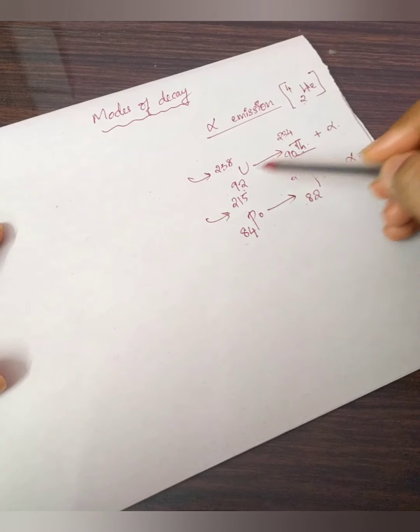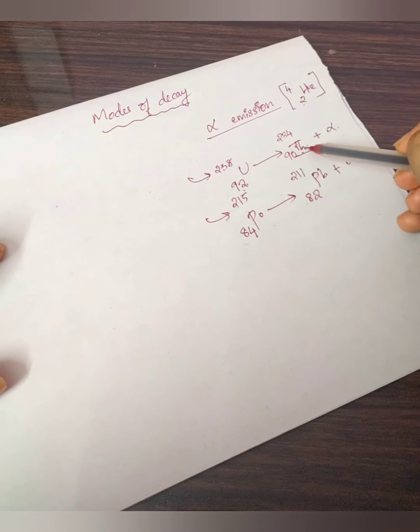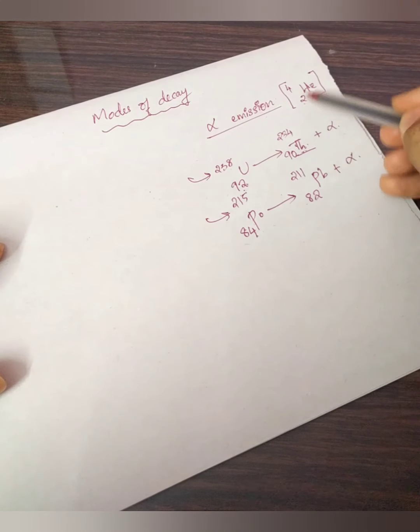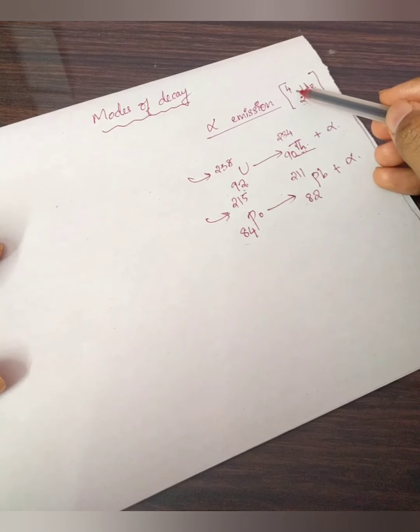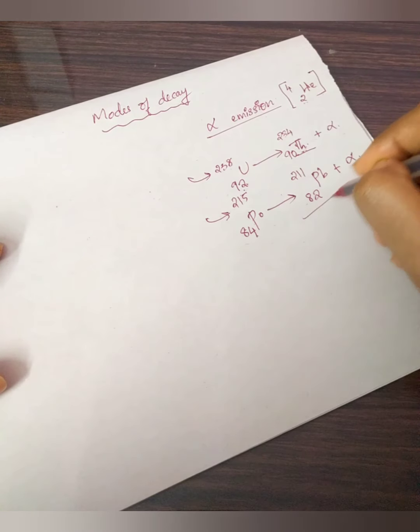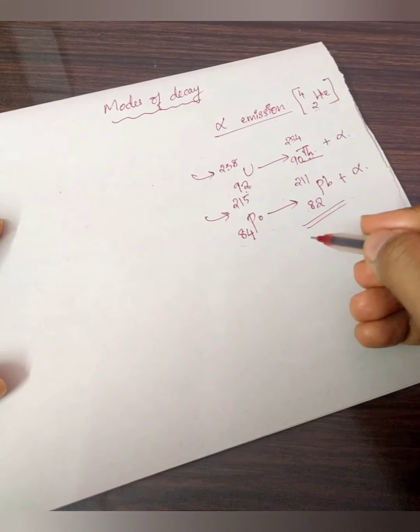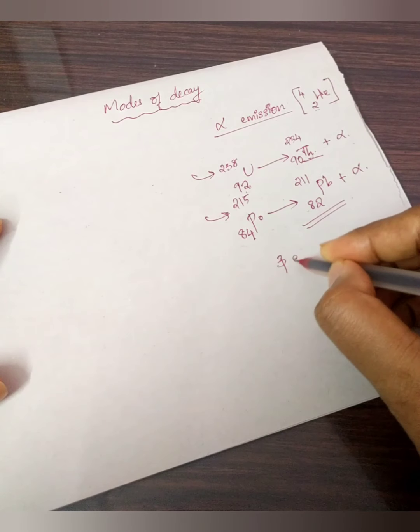The parent atom gives a daughter atom which has 2 units less in the atomic number and 4 units less in the mass number. This is all about alpha emission. Now we are going to consider beta emission.